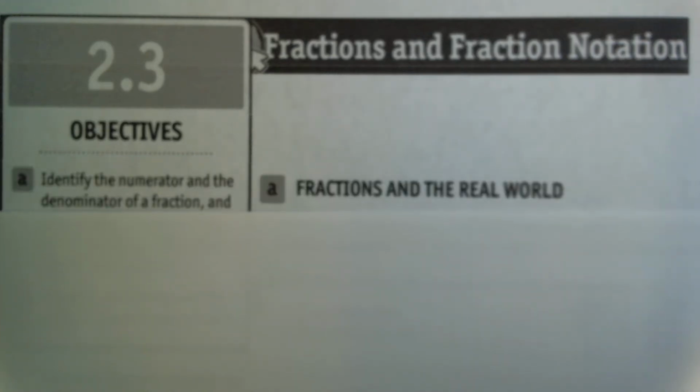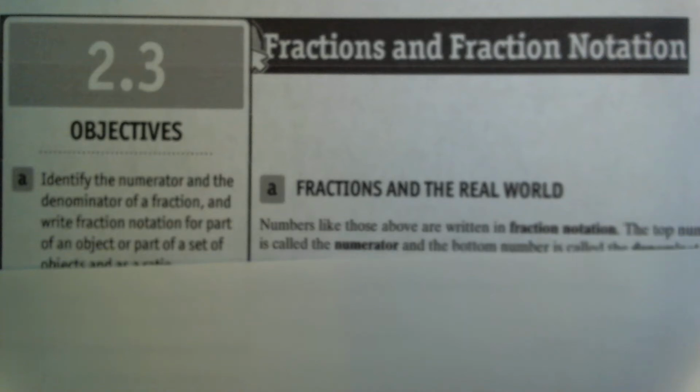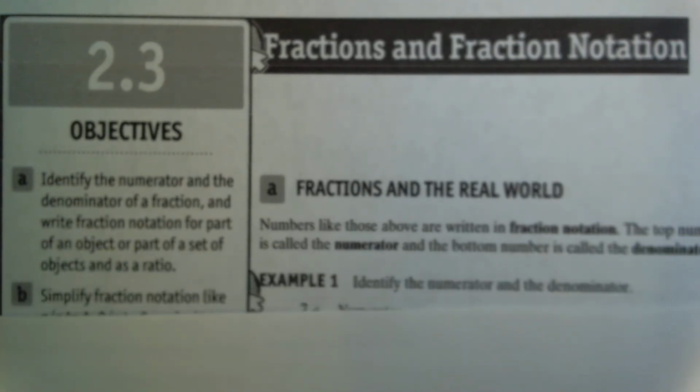Section 2.3 is about fractions and fraction notation. There are two objectives. A would be to identify the numerator and denominator of a fraction, and then to write fraction notation for part of an object or part of a set of objects and as a ratio. And the second aspect is to simplify fraction notation, like n divided by n to 1, 0 divided by n to 0, and n divided by 1 to n.